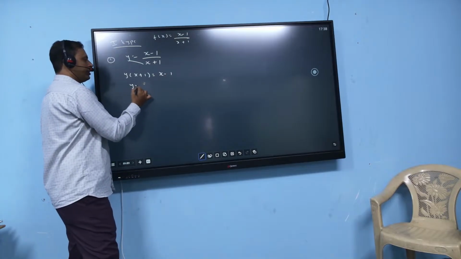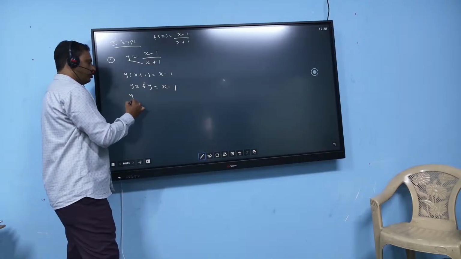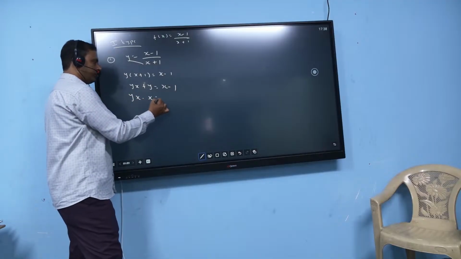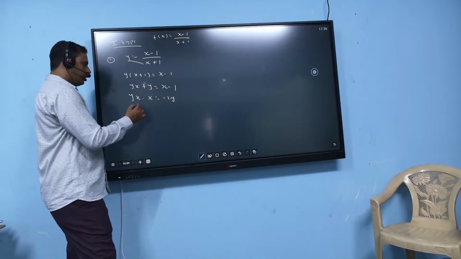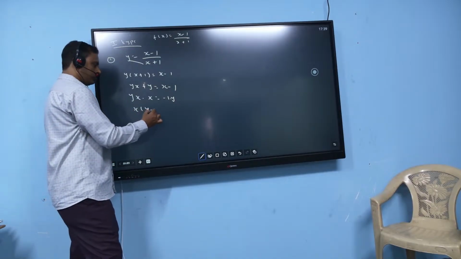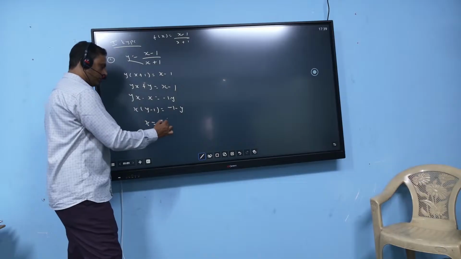Open the bracket. Make terms of x to one side and y terms to one side. Now take x common. Now x is equal to what?